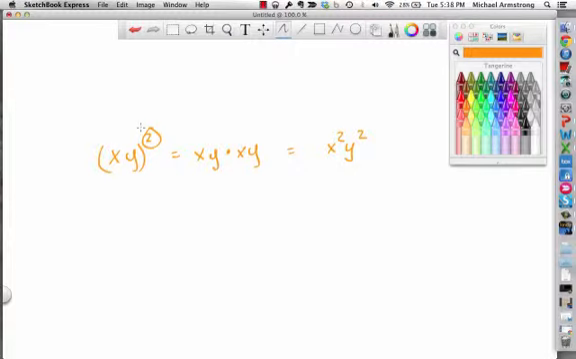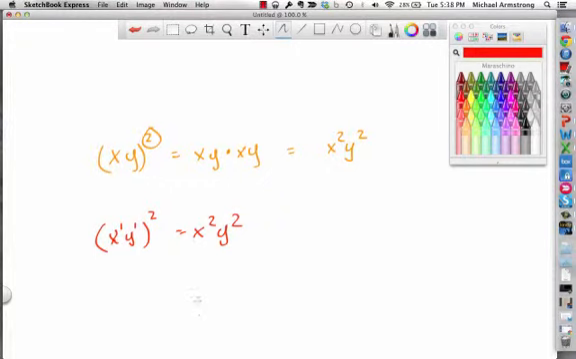Another way to think about it, this is not how your book shows you, but it's how I learned. You could kind of think of this as x to the first power, y to the first power, all to the second power. And since we multiply an exponent to an exponent, 1 times 2 is x to the second. Y, 1 times 2 is y to the second. And you get right there without having to rearrange, take it all apart, and put it back together. It kind of just depends.